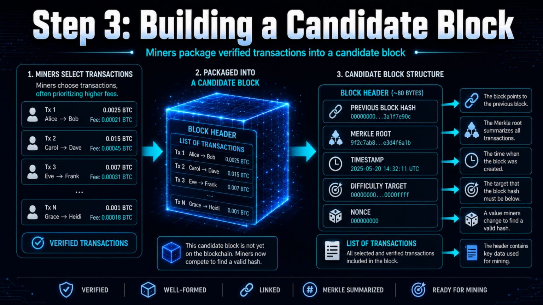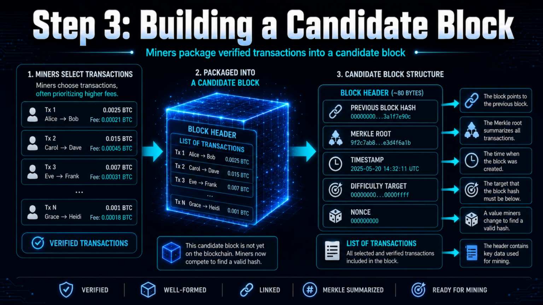The candidate block contains two main parts, the block header and the list of transactions. The transaction list includes the selected payments, along with a special transaction called the coinbase transaction. This transaction creates the miner's block reward and sends it to an address chosen by the miner. The block header contains the information used during the mining process.